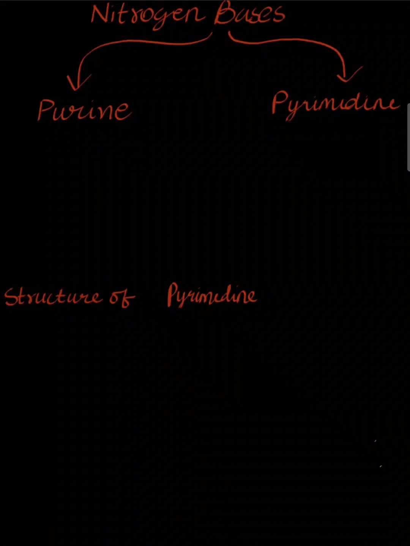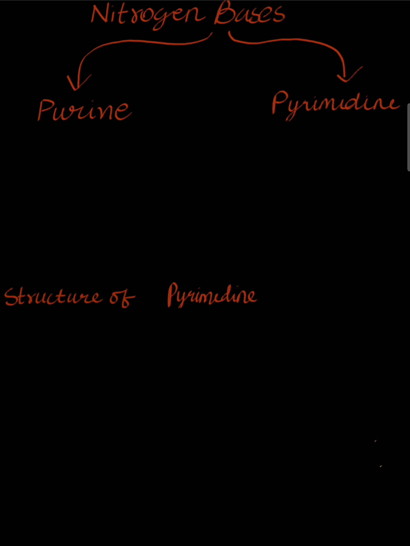Hi everyone. So today we are going to learn about nitrogen bases. As we all know, DNA is a very important structure present in our nucleus, and DNA is made up of a sugar, a ribose sugar, a phosphate, and nitrogen bases. And in this video, we're going to learn about the structure of nitrogen bases and how they form bonds with one another.